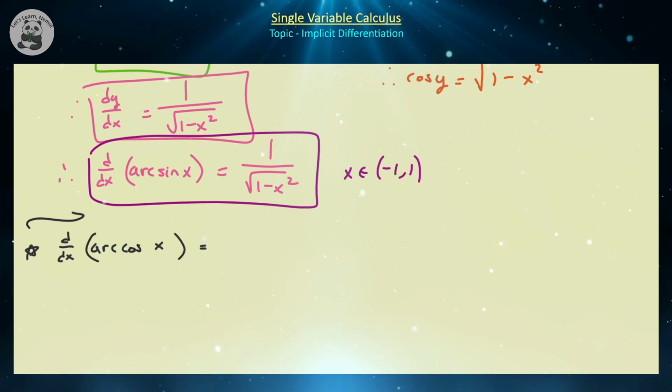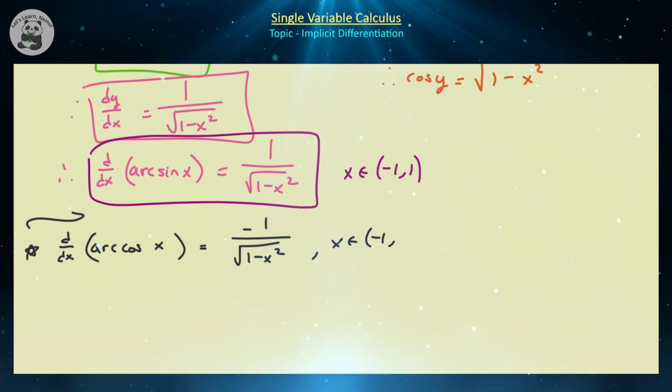So that proof isn't too bad, but similarly, you can show that the derivative of arc cosine of x will be equal to a similar function, minus 1 over the square root of 1 minus x squared, same domain. So the only difference between the derivative of arc sine and arc cosine is that negative 1 on top.